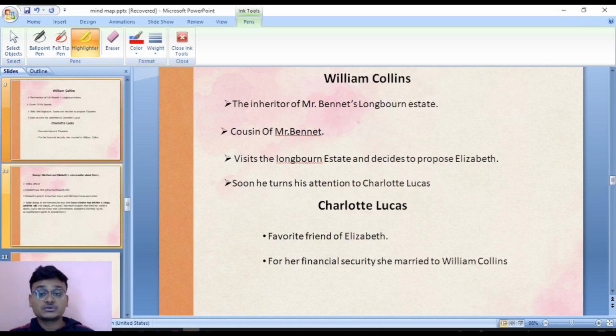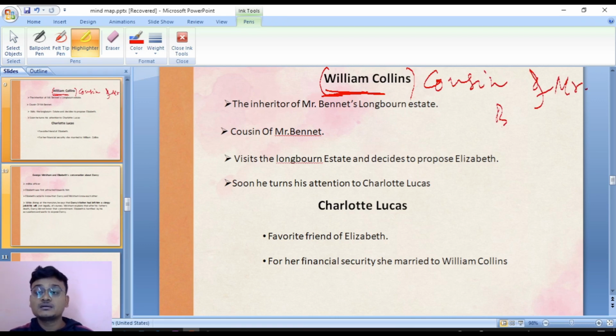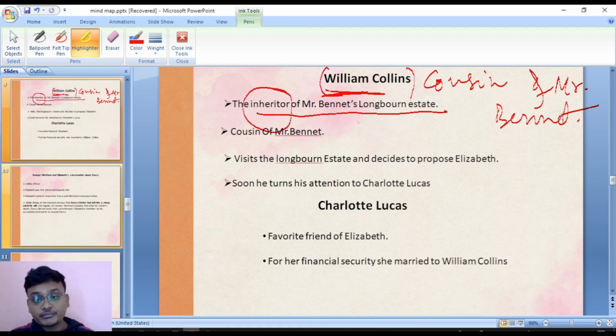Now William Collins. I had earlier mentioned that William Collins is the cousin of Mr. Bennet, the inheritor of Mr. Bennet's Longbourn estate. Now, why is he the inheritor? Because Mr. Bennet and Mrs. Bennet have no male child. As per the law, the whole property will be inherited by a male figure, but they have no male child. That's why the cousin is the proper heir of the Longbourn estate.